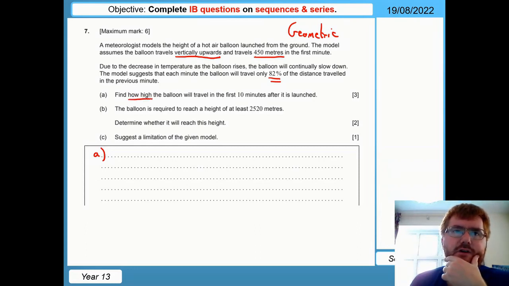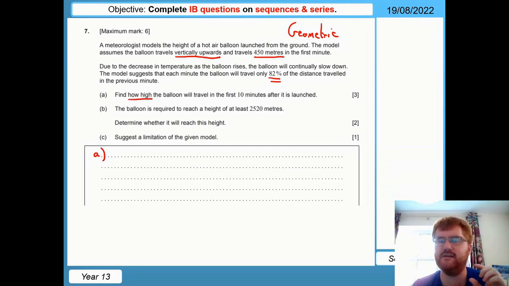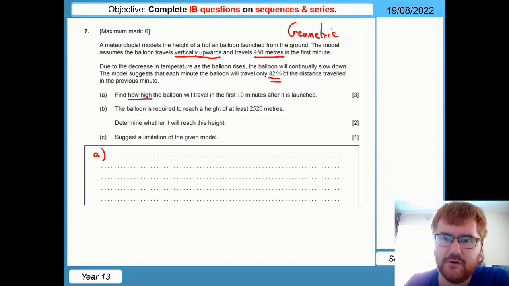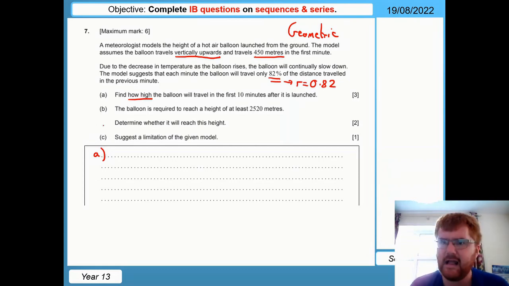So we don't want to work out how far they've gone between the 9th and 10th minute. We need to add up how far they go in the first minute, how far they go in the second minute, and so on. That's really important. Now, again, we want to travel only 82% of the distance to the previous, so our common ratio is given here. It's going to be 0.82. And our U1 here is going to be 450. So let's just pop those parts in.